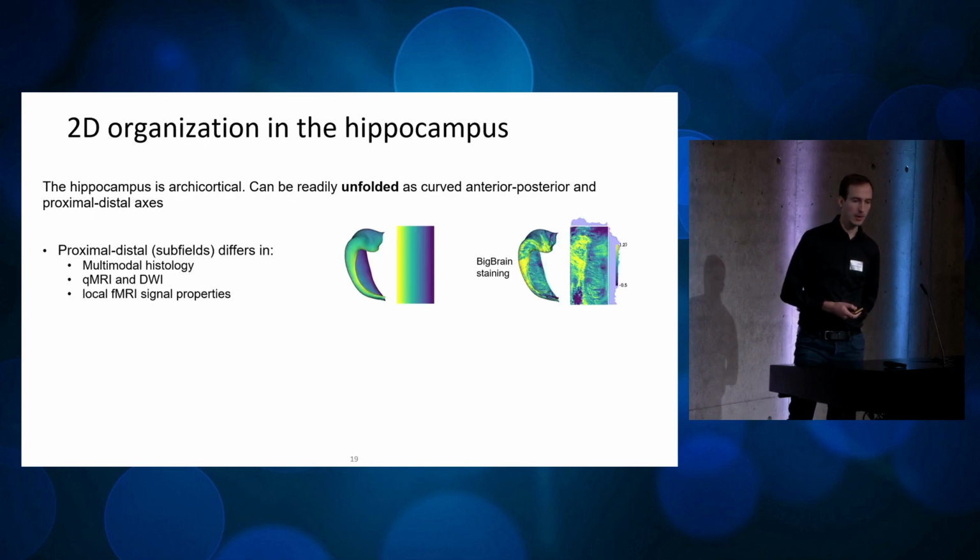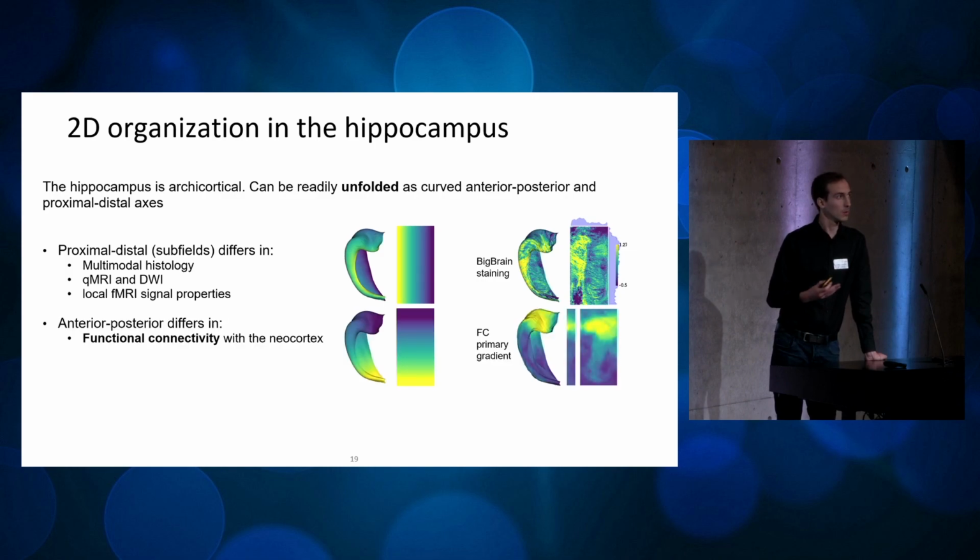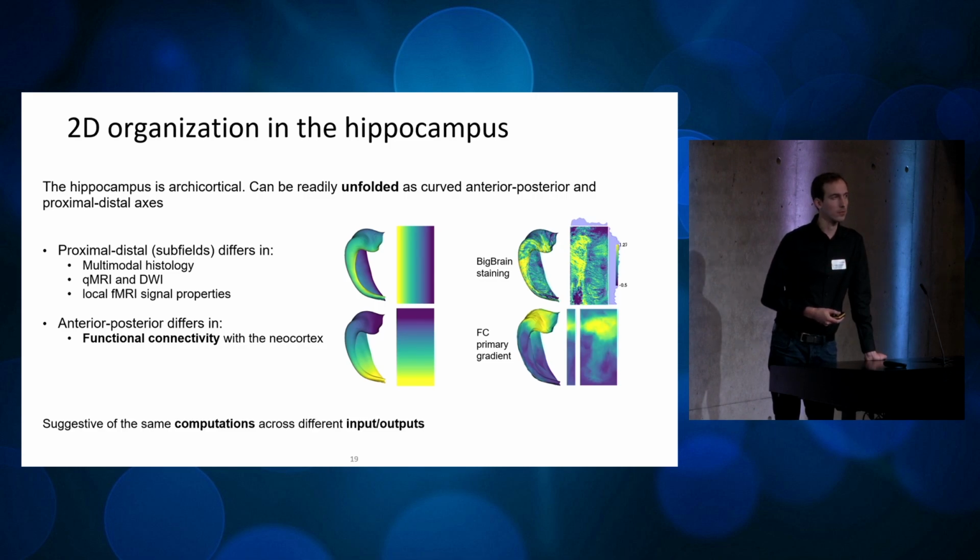And this is really interesting because the proximal distal axis really seems to be related to, of course, the subfields, which we see through lots of types of data, so histology, quantitative MRI and diffusion-weighted imaging, as well as even local fMRI signal properties. However, the global fMRI signal properties, so that is the functional connectivity to the rest of the brain, is totally different. It follows this perpendicular axis that is anterior to posterior. So to me, this is sort of suggestive that what the hippocampus is doing is across its proximal distal axis performing some set of computations with different inputs and outputs across its anterior posterior axis.